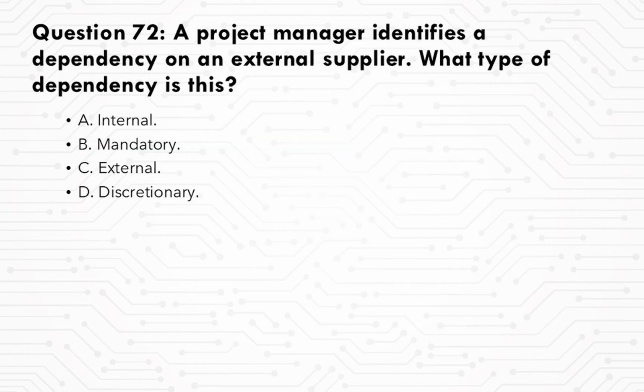Question 72. A project manager identifies a dependency on an external supplier. What type of dependency is this? A. Internal. B. Mandatory. C. External. D. Discretionary. Answer: C. External dependencies involve outside parties.